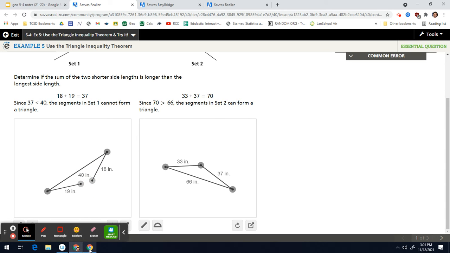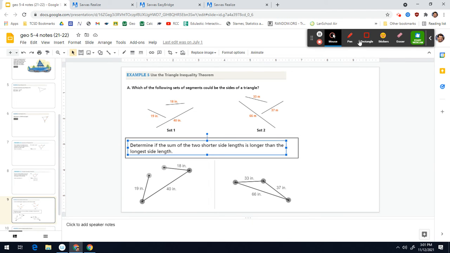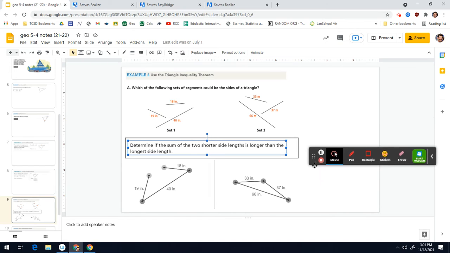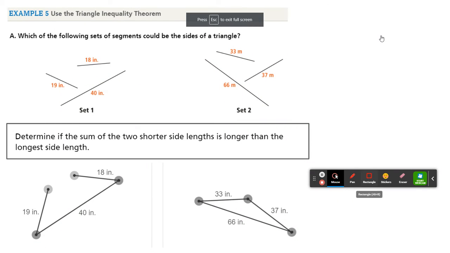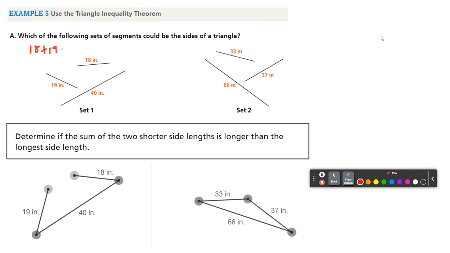And if you look here, let's go back to our problem. I wrote down those sets of sides to show you that the two smaller ones, 18 and 19, if you add them, 18 plus 19 is equal to 37, which is not greater than 40. So this shows that the sum of the two shorter sides is not greater than the longest side. Therefore, the first one cannot be a triangle.